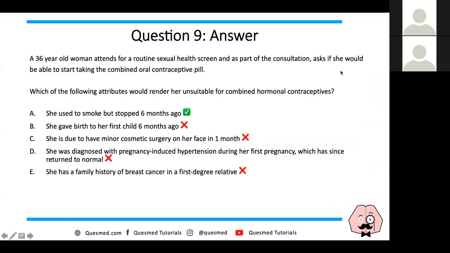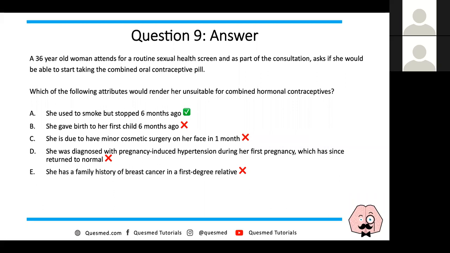So checking back with our question here, the correct answer is she used to smoke, but she stopped 6 months ago. Even if you knew nothing about this, you do know that the combined pill increases your risk of clots. So we're thinking here, what else is at risk? She's a bit older, she's 36, and she's recently stopped smoking. Recently stopped smoking is still a risk. As you know, smoking is a massive risk for blood clots, and stopping smoking doesn't immediately negate all the risks. Combined with her being over 35, her risk is high. Therefore, combined hormonal contraception is too risky.